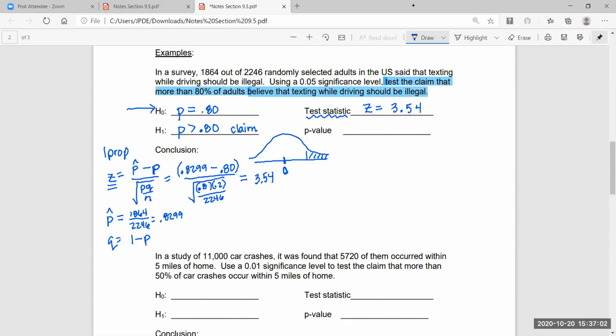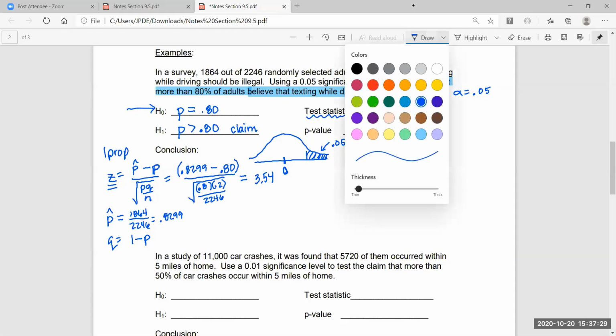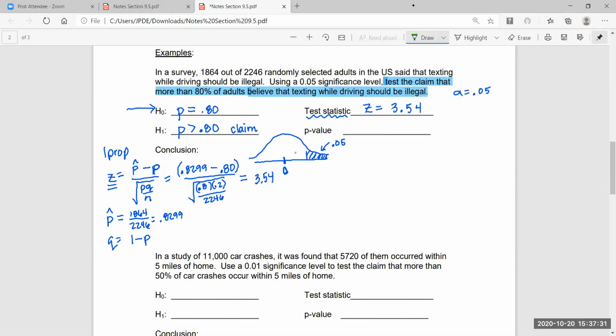But we don't know, is it in this critical region or not? We don't really know. We also were given that our level of significance is 0.05. So that tells me that this critical region is the highest 5%. So now that we have our test statistic, I'm going to use a different color. I don't really know if it's here or if it's here, but I do know it's 3.54.